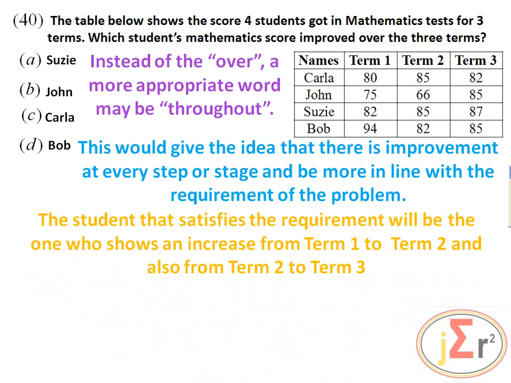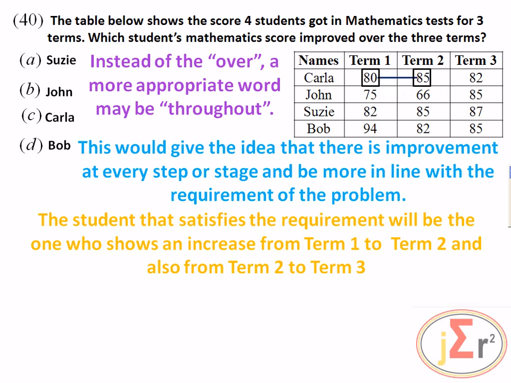The student that satisfies the requirement will be the one who shows an increase from term 1 to term 2 and also from term 2 to term 3. Which student is that, Jerry? Susie. Okay, so Jerry is identifying that one already.